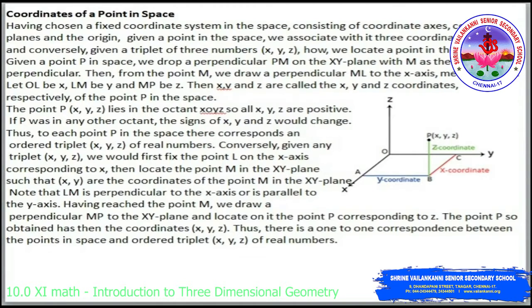We may note that the point P(x, y, z) lies in the octant XOYZ, and so all x, y, z are positive. If P was in any other octant, the signs of x, y and z would change accordingly. Thus, to each point P in space, there corresponds an ordered triplet (x, y, z) of real numbers.